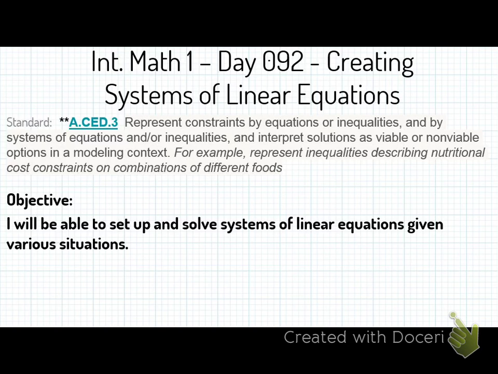So we've learned 3 ways to solve systems of equations. The first way was to graph, okay? How do you find the answer when you graph them? Where's the answer when you graph them? Where the points connect. Good, okay?